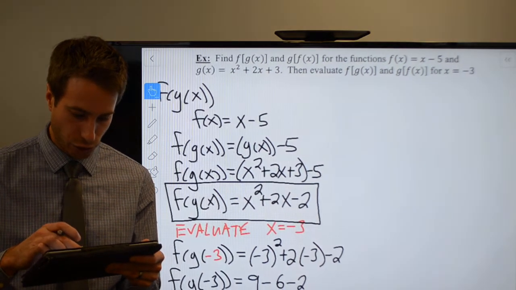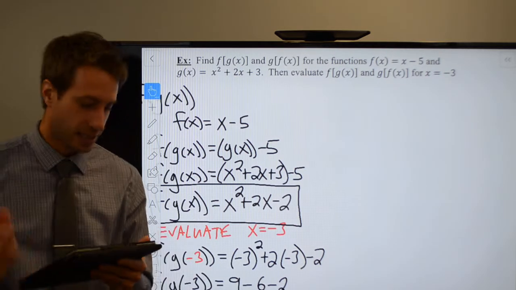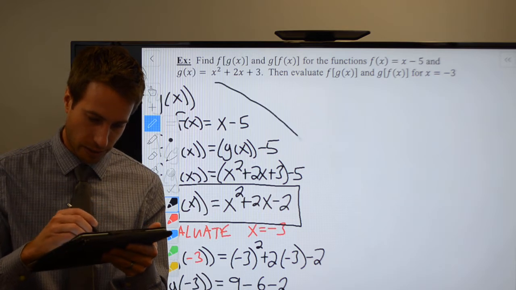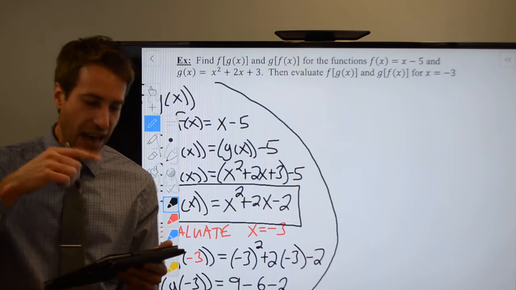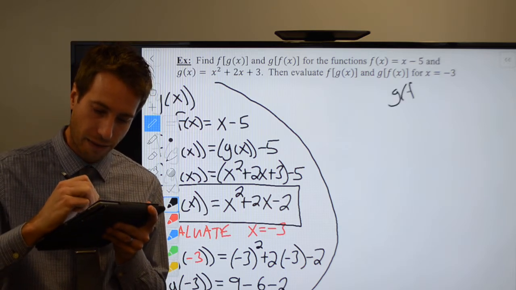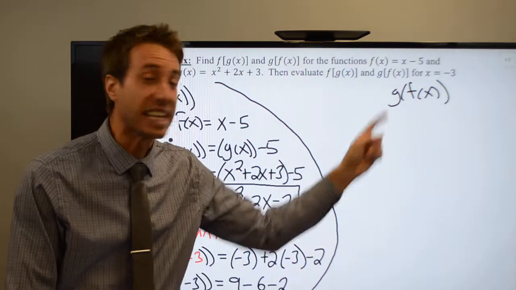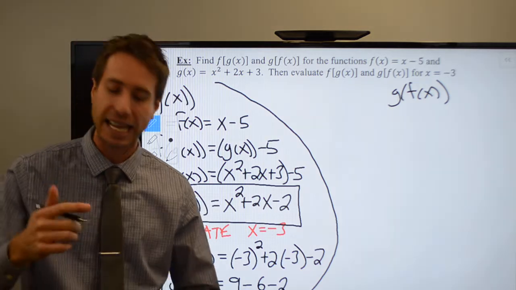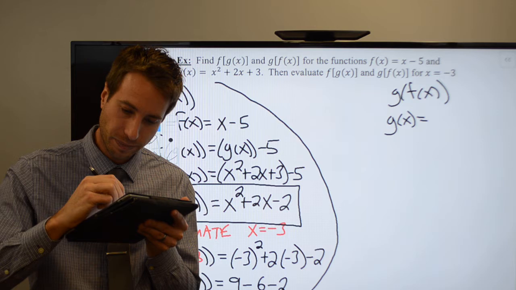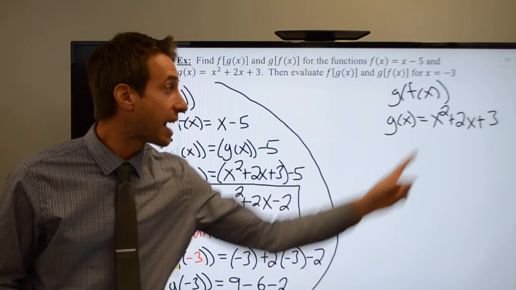I want to do g of f of x. Let me slide that over there a little bit. You should be able to see that. We'll divide this guy here, so you don't separate f of g of x from g of f of x. And here we go, g of f of x. All right, we're going to plug the function f of x into the function g of x, which means I need g of x first. g of x is equal to x squared plus 2x plus 3. That is my g of x.